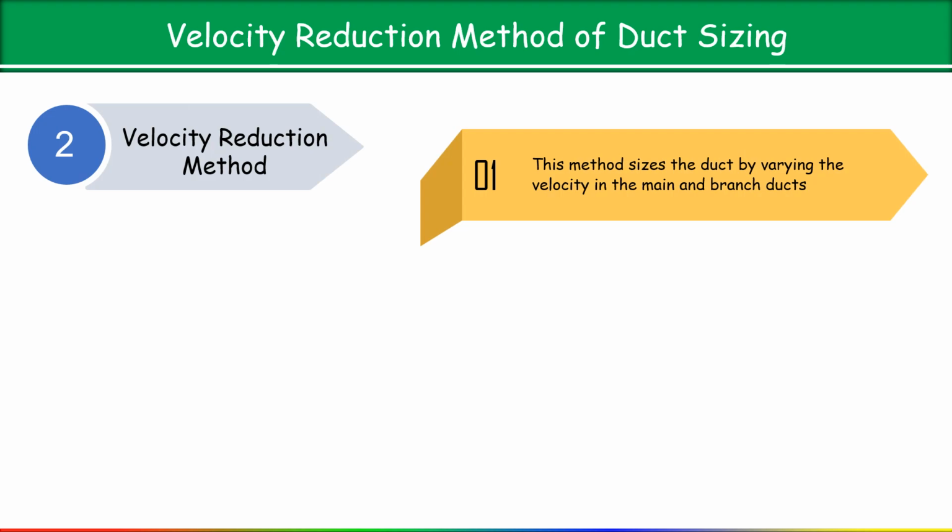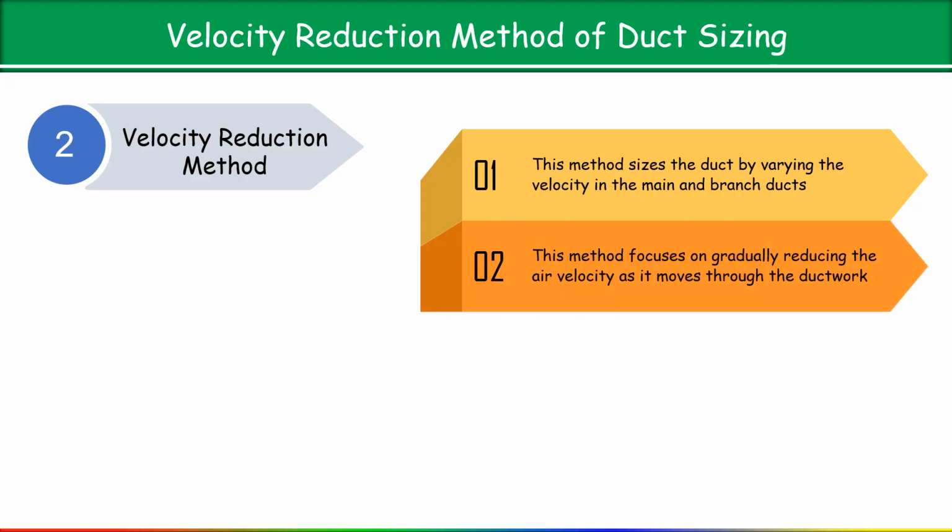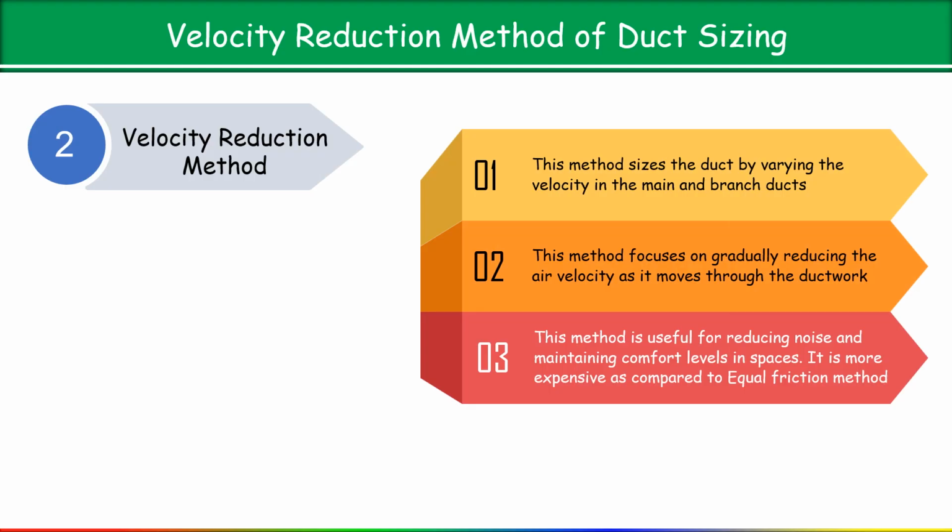The velocity reduction method sizes the duct by varying velocity in the main and branch ducts. This method focuses on gradually reducing the air velocity as it moves through the ductwork. It is useful for reducing noise and maintaining comfort level in spaces. It is more expensive as compared to the equal friction method.